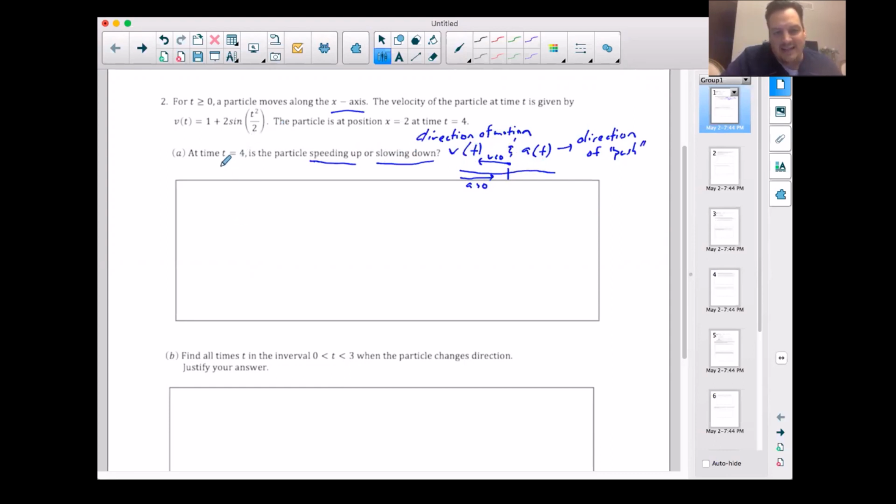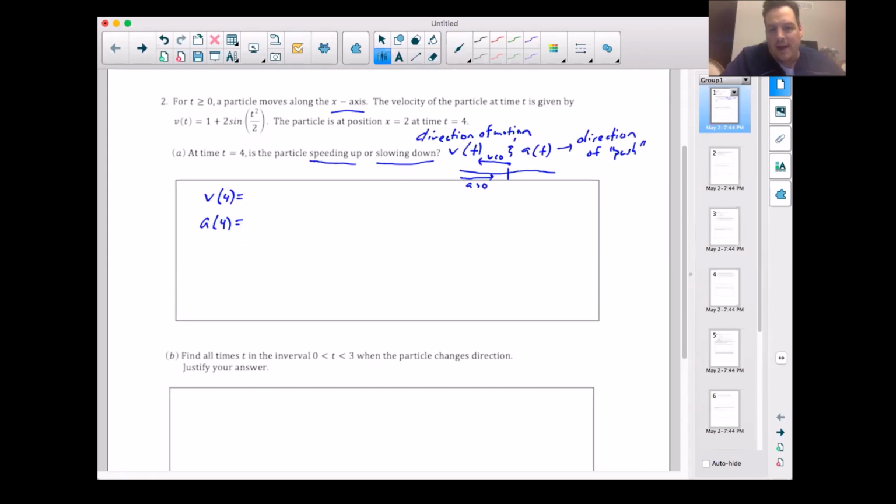So when I see at time 4, the first thing that we do is we say, well, we need to find V of 4 and we need to find A of 4. If we can find those two things, we can figure out which way we're moving as well as which way we're pushing, and that'll help us decide whether we're speeding up or slowing down.